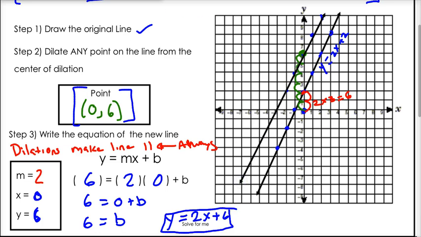Boom. Let's get all this craziness out of it. All right. So as you can see, the two lines are parallel. This is y equals 2x plus 6. We've labeled both of them. They're parallel, and it has dilated away from the center of dilation by a scale factor of 3.